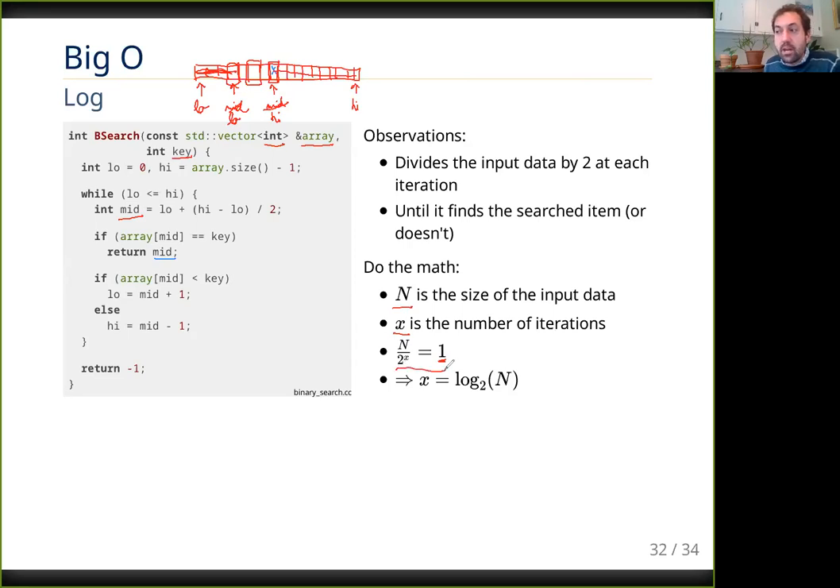And so if we solve this, we find that x, the number of iterations that we need in order to solve this problem, is equal to log 2 of n, which makes this binary search algorithm overall be O of log n.